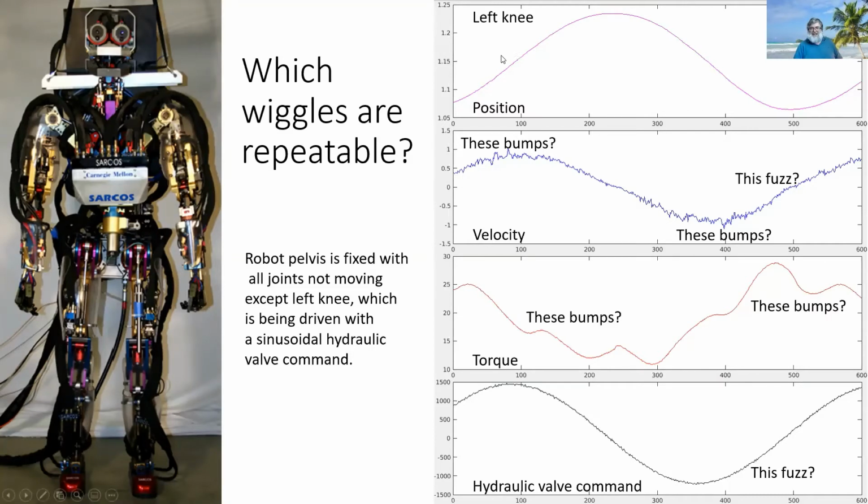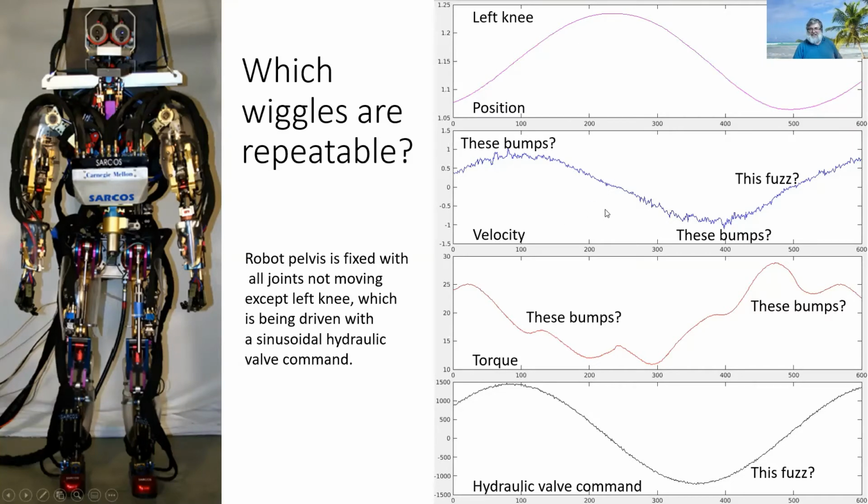And here you see we're driving it with a sinusoid hydraulic valve command. And this is the torque at the joint. It's kind of funky looking. It's got a lot of bumps. This is the velocity, which is mostly sinusoidal. It has high frequency fuzz and slightly lower frequency bumps. And then the position's a very nice clean sinusoid.